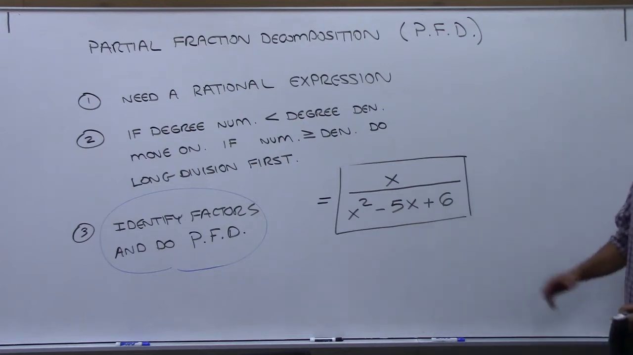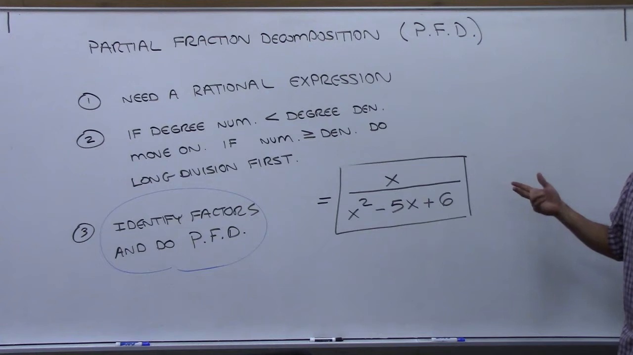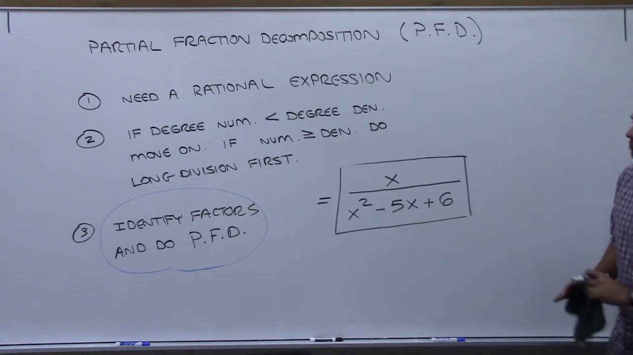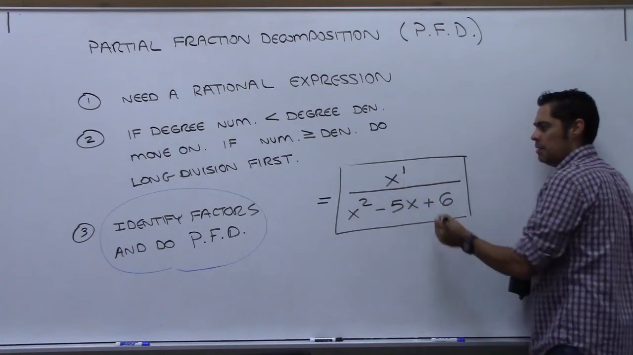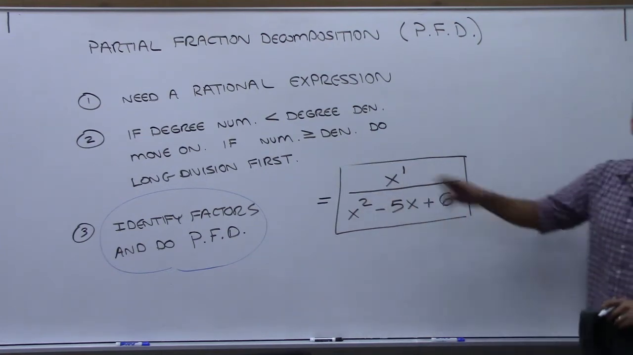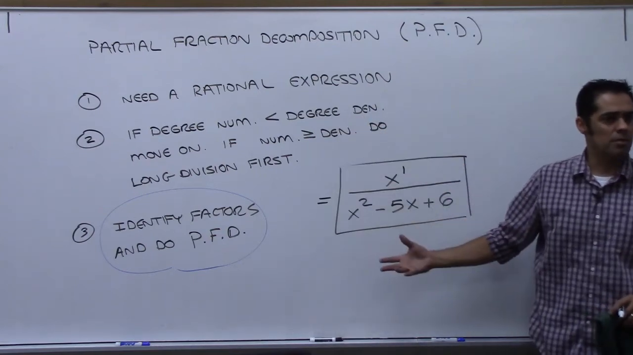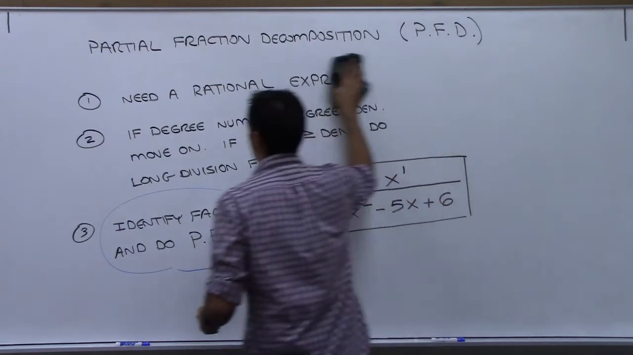So first step, is it a rational expression? Yes, right? Is the degree of the numerator smaller than the denominator? What's the degree of the numerator? 1. The degree of the denominator? 2. So it is, right? So I move on, and I do the partial fraction decomposition. So here's what I'll do. I'm at step 3.